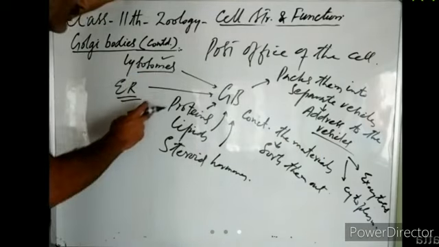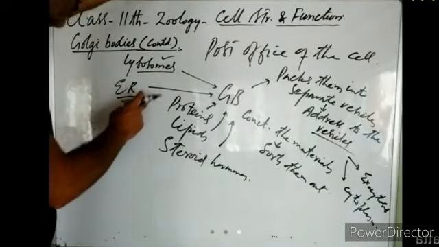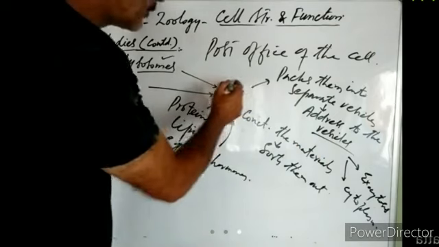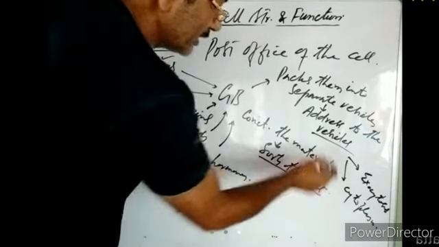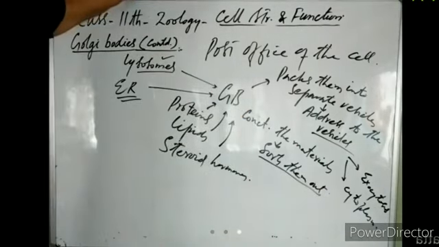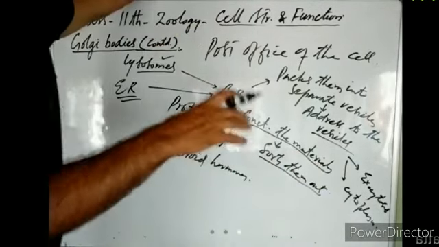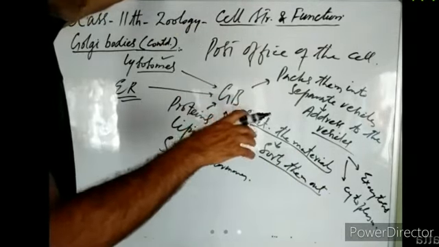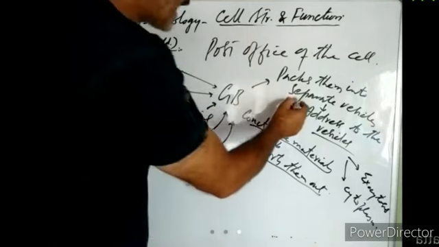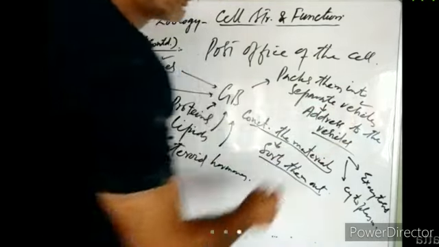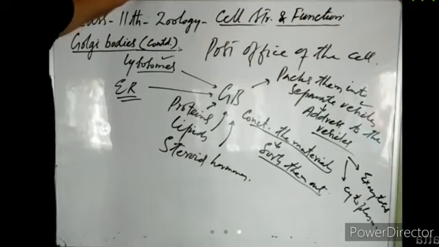Similarly, Golgi body receives the materials from lysosomes and from endoplasmic reticulum. Golgi body sorts those materials out. After sorting them out, Golgi body concentrates them. It accumulates them at one place. Then Golgi body packs them into vesicles.